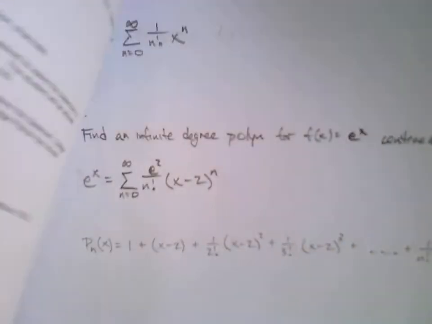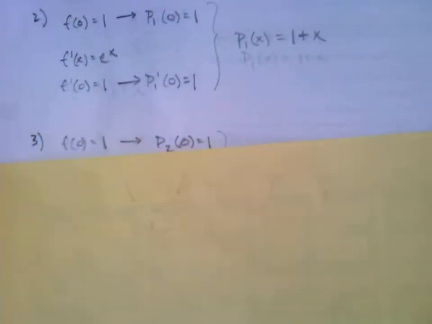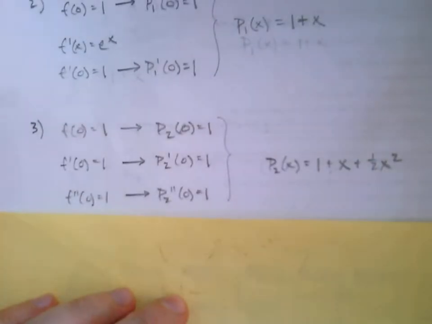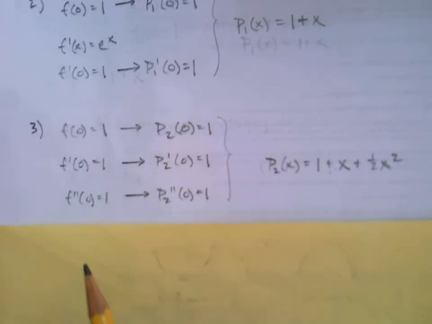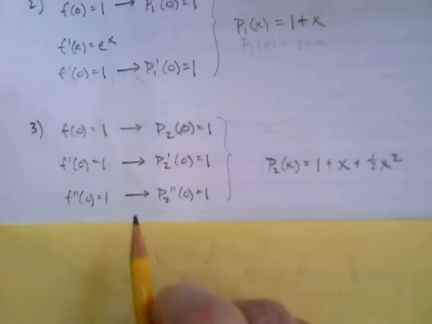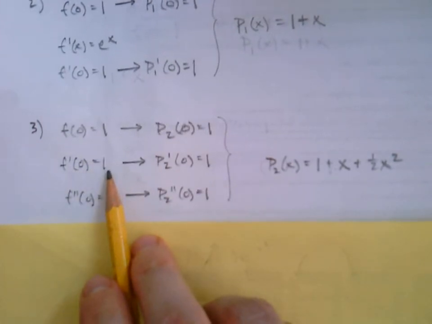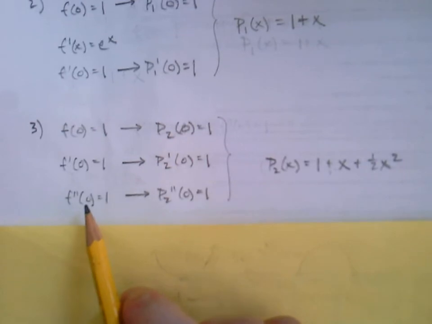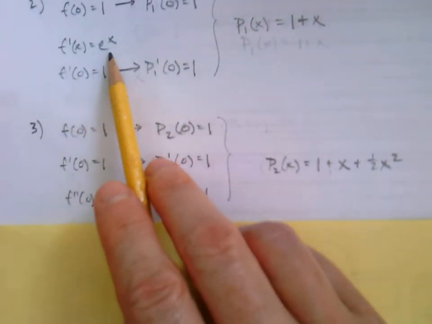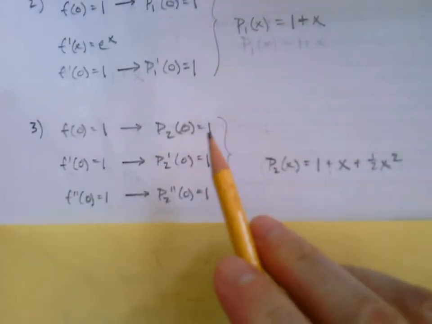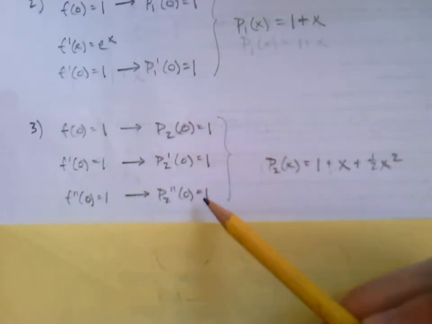Step 3, whoa, just caught a breeze there. Step 3 is here. So step 3, and we're going to a degree 2 now, so f of 0 is going to equal 1. f prime of 0 needs to equal 1. And the second derivative needs to match. So what is our second derivative of our function? Well, it's the same. So at 0, it's 1 again. So we need all three of these to be true.